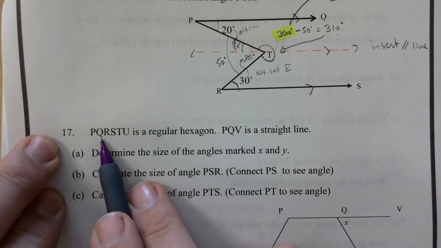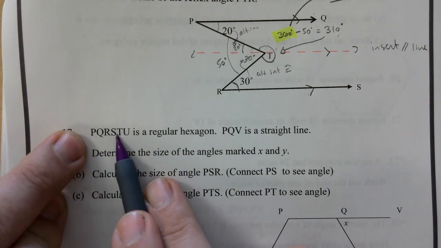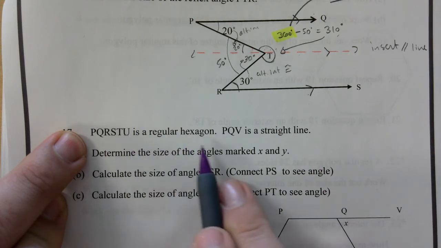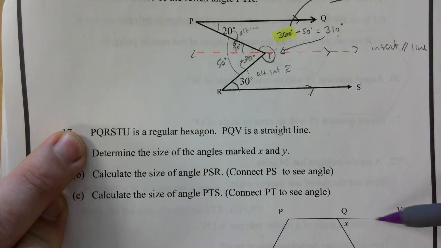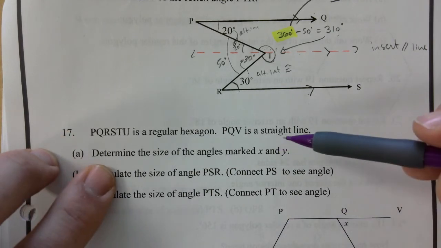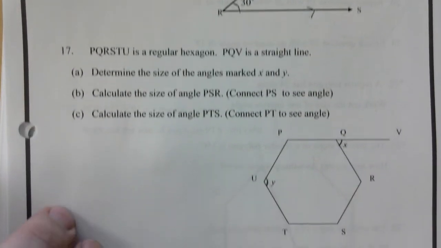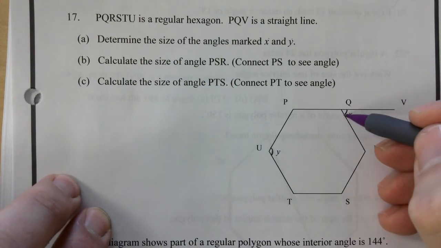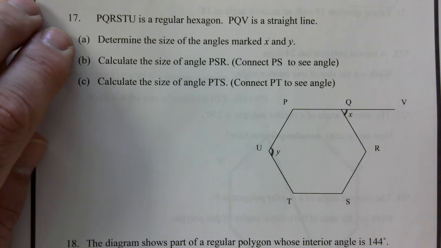Okay. So we have a regular hexagon with these vertices on the corners. And PQV, this is a straight line here. Determine the size of angles X and Y marked. So X, they want this one here, and they want this one here. Oh, sorry, I was off script here. They want this one and this one already marked. Determine the size of them.